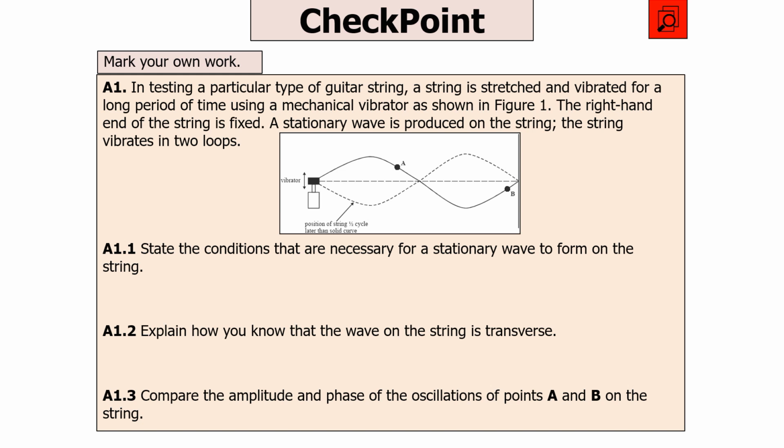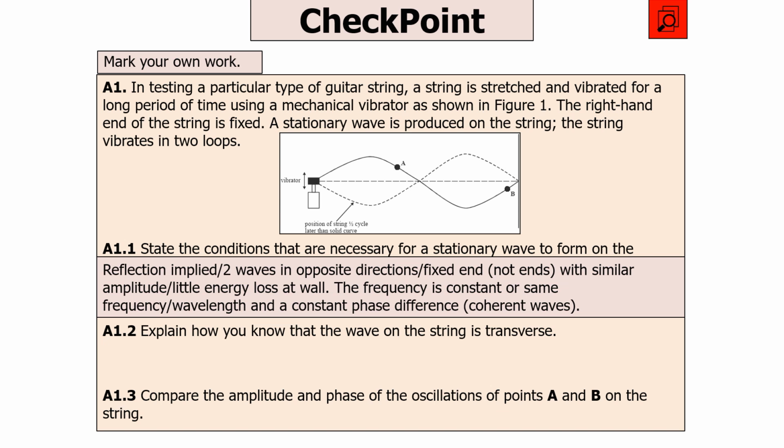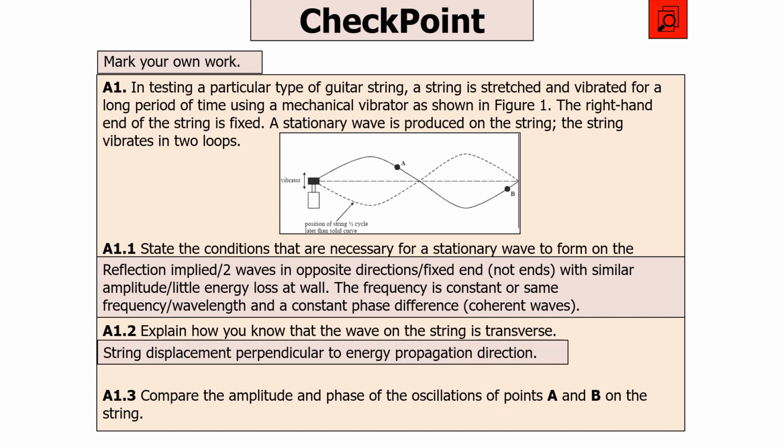Right, so in this first question, it's asking you what do you need for a stationary wave to form. So you need a reflection of a wave, so there's two waves in opposite directions, and that the frequency is constant, or there's the same frequency, same wavelength, and a constant phase difference. You've got coherency between the two waves. The next question is asking you to define what we mean by a transverse wave, and that is when the displacement or the oscillation is perpendicular to the propagation of the energy of the wave.